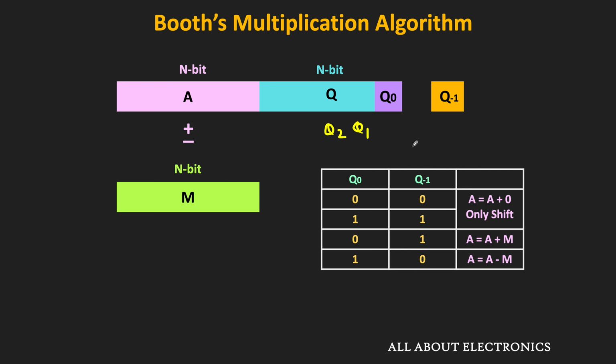On the other hand, if q0 and q minus 1 are 0 1, then A plus M is performed, and the result is once again stored in the A register. If q0 and q minus 1 are 1 0, then subtraction is performed. After this addition or subtraction, we have the right shift operation. This right shift will be an arithmetic right shift operation.